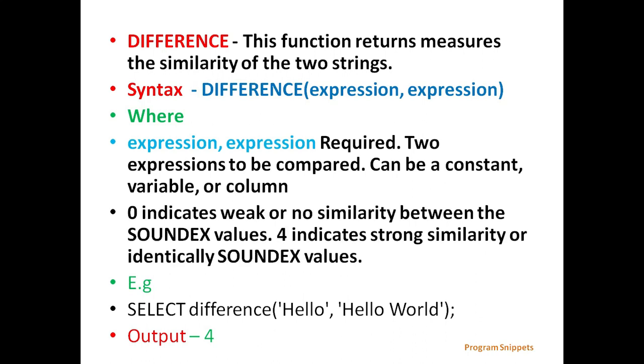The output 0 indicates weak or no similarity between the SOUNDEX values, and the output 4 indicates strong similarity or identical SOUNDEX values. For example, SELECT DIFFERENCE and give the parameters as 'hello' and 'hello world'. It will give the output 4.